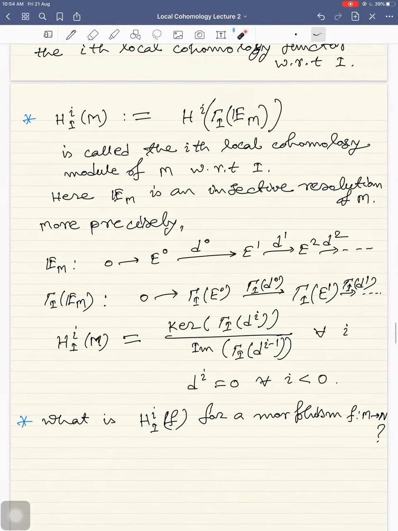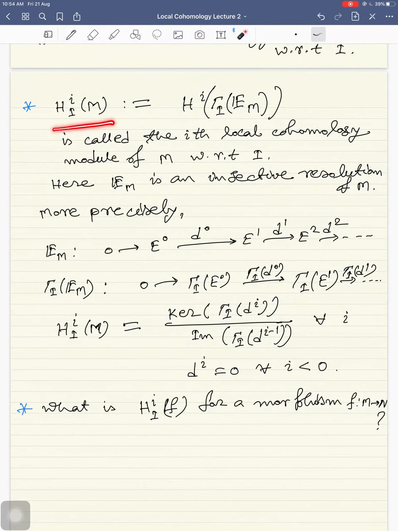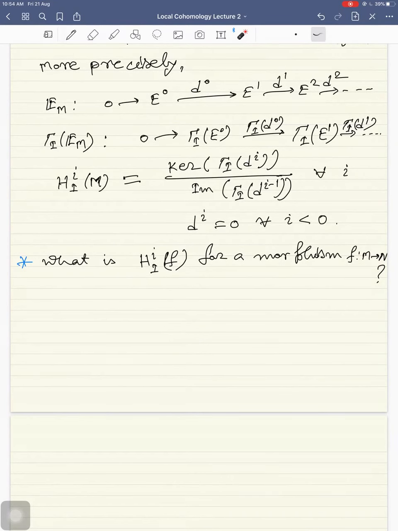And also here we have defined this ith local cohomology module of M with respect to an ideal I in terms of this injective resolution of M, right? But we should prove that this object is independent of the choice of this injective resolution. Then only it is a well defined object. So these two things we will prove later. But first we should see some examples.